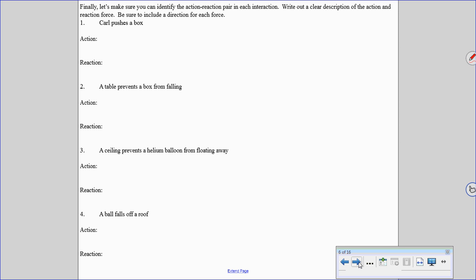Okay? So to do this, you need to make sure that you identify one object pushing or pulling another object, excuse me, and give me a direction. So my action here might be Carl pushes box. Which way do I want to push it? To the right. Cool. So notice there are four pieces of information there, right? Your reaction needs to contain those same four pieces of information, but rearranged a little bit.